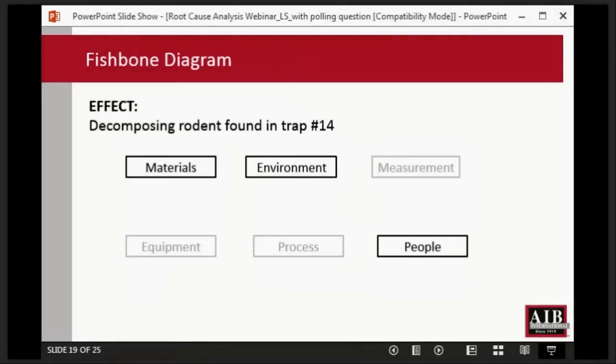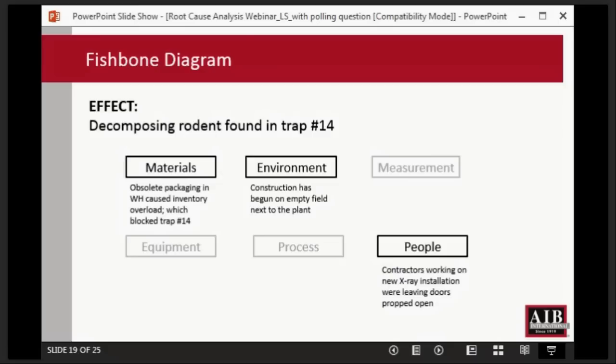So let's apply this. We have a decomposing rodent in trap number 14. So where would we put this? Environment. Construction has begun in an empty field next to the plant. So why is this a problem? Contractors are working to install new X-ray equipment, and they were leaving the doors open. I'm sure that would not happen at your facility, but yes, it does occur.